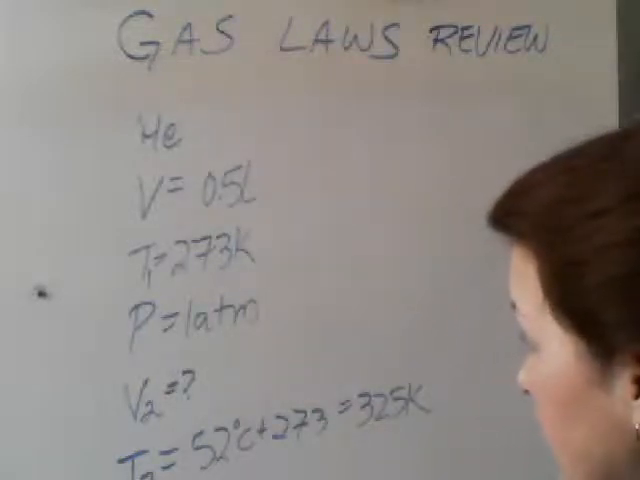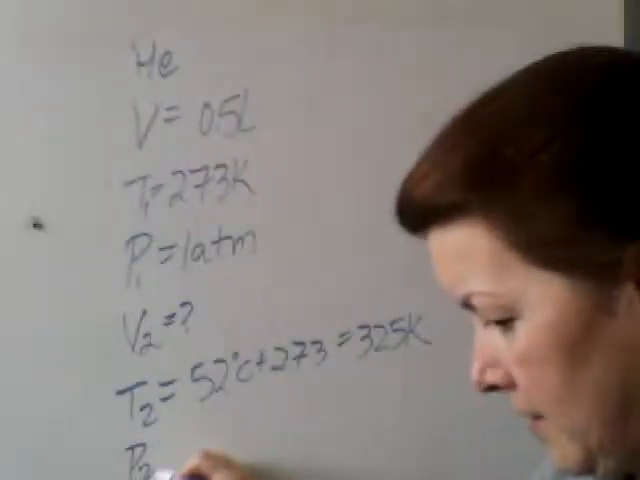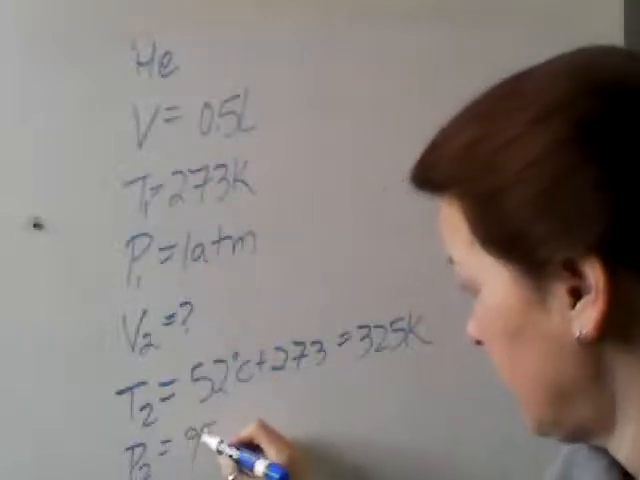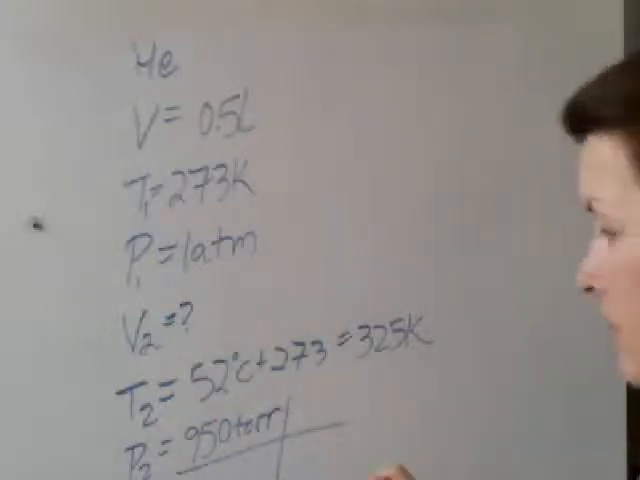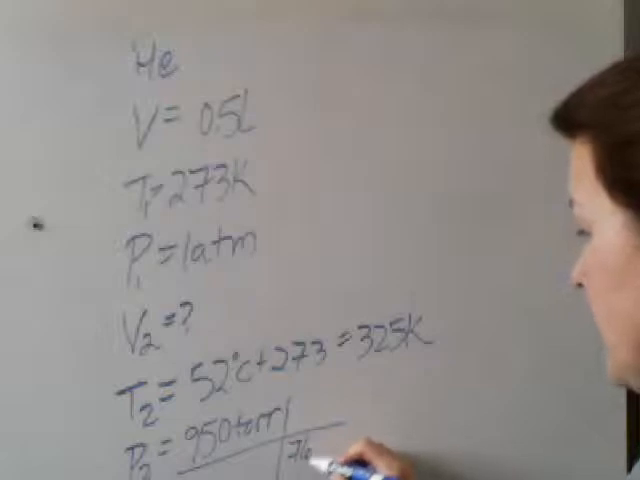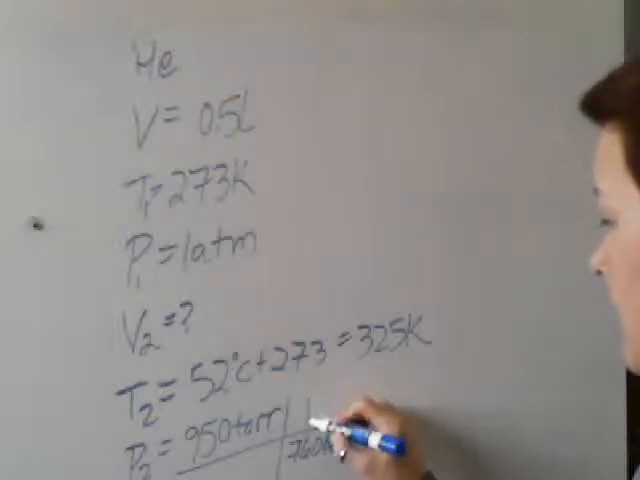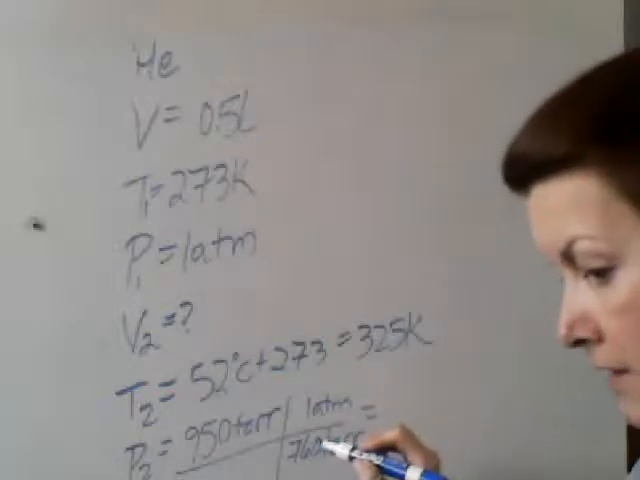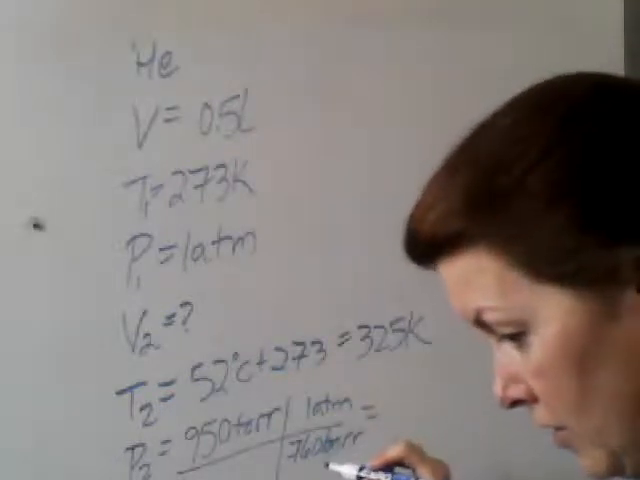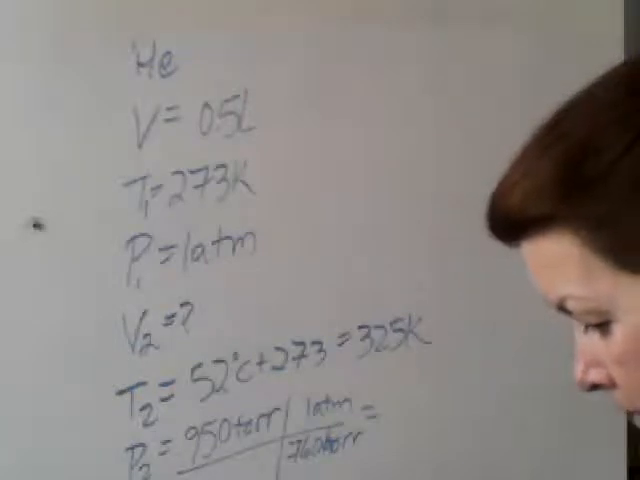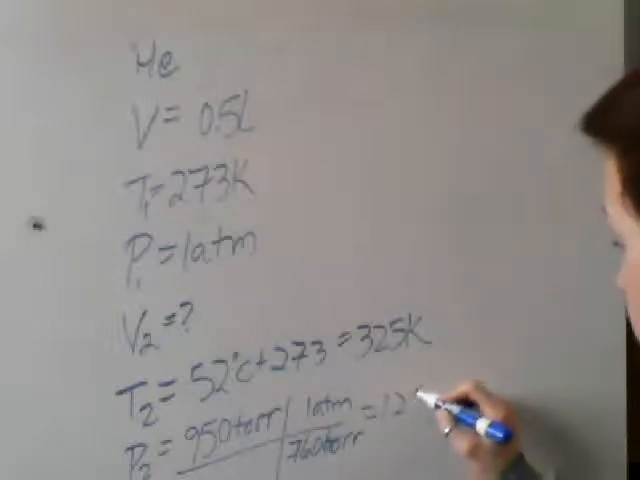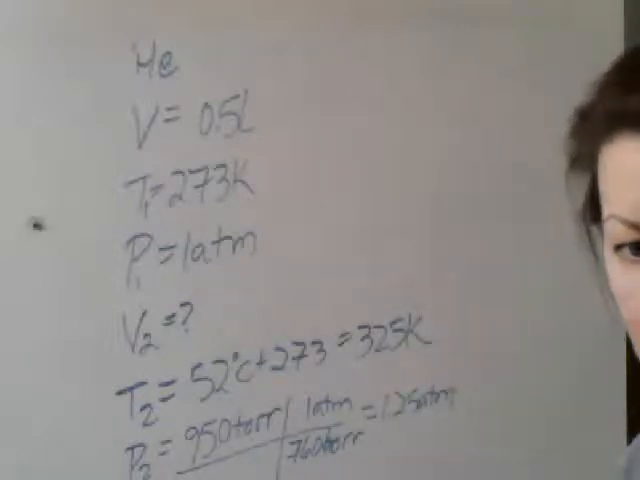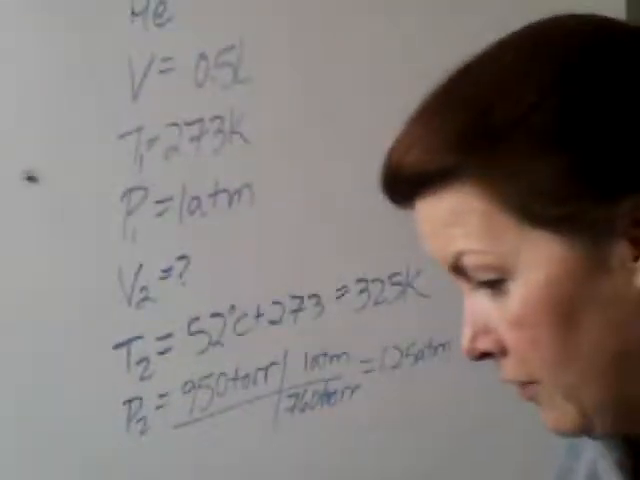It also is going to increase our pressure to 950 torr. And we know, of course, that we want that in atmospheres. So if we have 950 torr, we know that 760 torr are in every atmosphere. So that converts to 1.25 atmospheres. And so what are we trying to figure out?